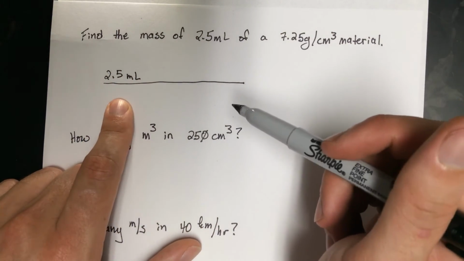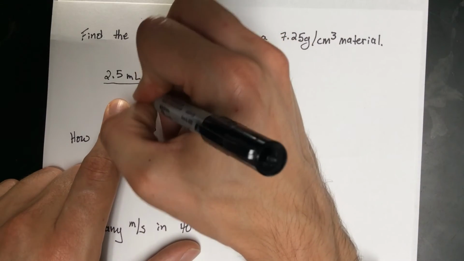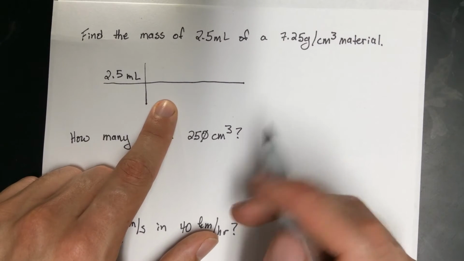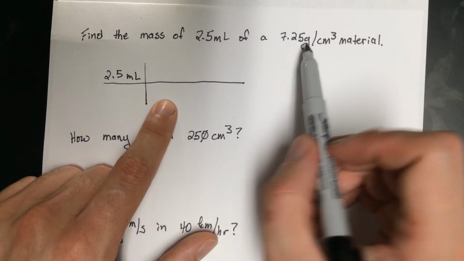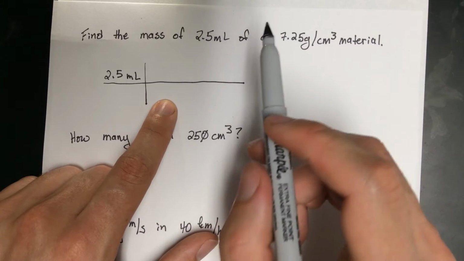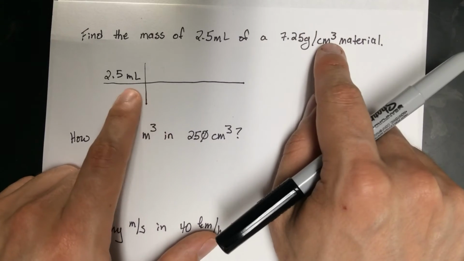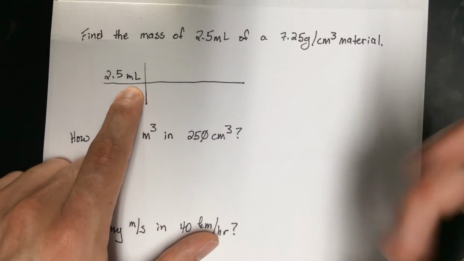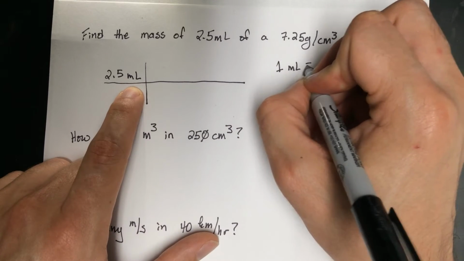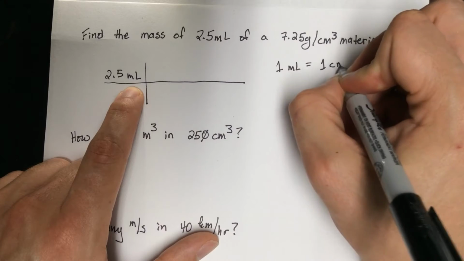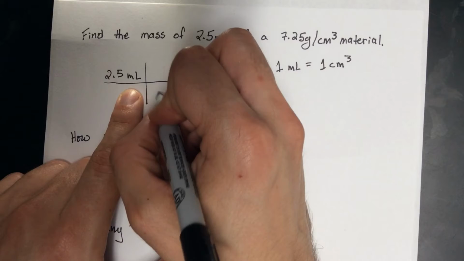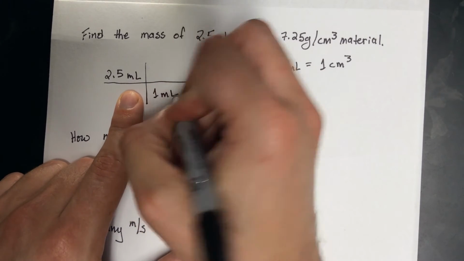Instead of writing a multiplication or division symbol, we're just going to draw a vertical line separating that term from the next set of terms that we're going to put into the problem. Now, I would like to use 7.25 grams per centimeter cubed as my next set of terms. However, no part of that will cancel out the milliliters. In order to cancel out the milliliters, I need to use my prior knowledge that 1 milliliter is equal to 1 centimeter cubed.